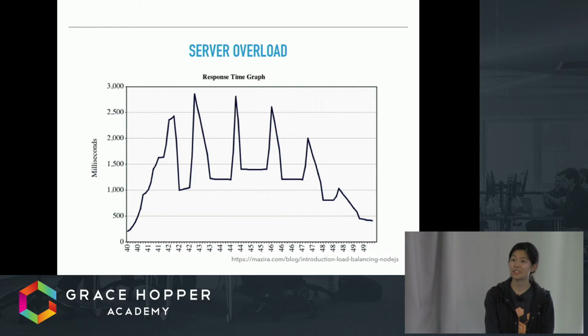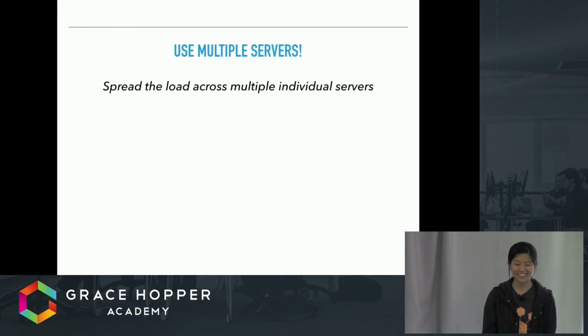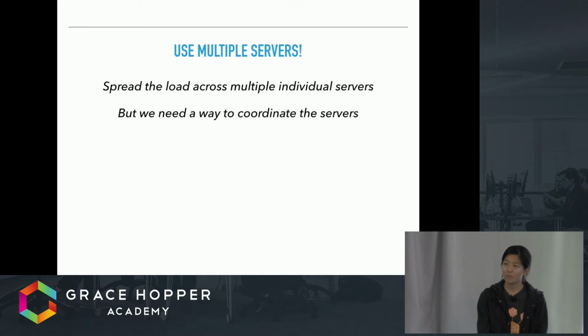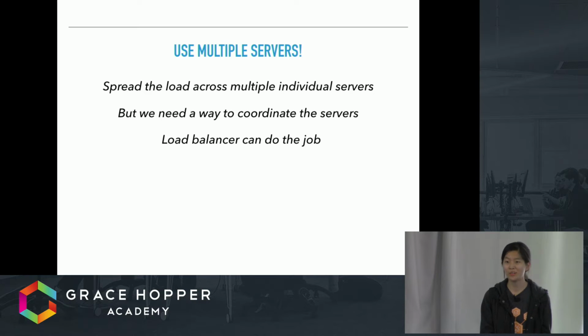So as developers, an easy way of fixing that problem is to have multiple servers. Just spread the load across multiple individual servers, and they're all going to work together. But there's another question that we need to ask ourselves. How are the servers going to coordinate themselves? Because the simple server that I showed you as the first slide currently doesn't really have a way of communicating with each other. So that's why I need something like a load balancer.